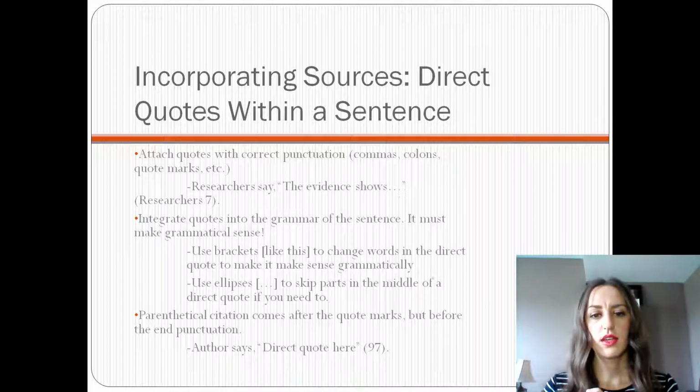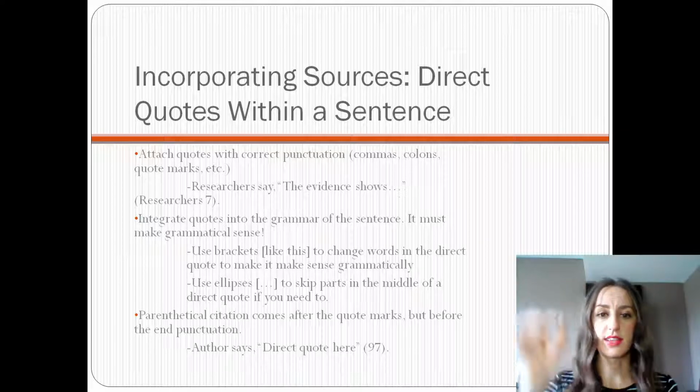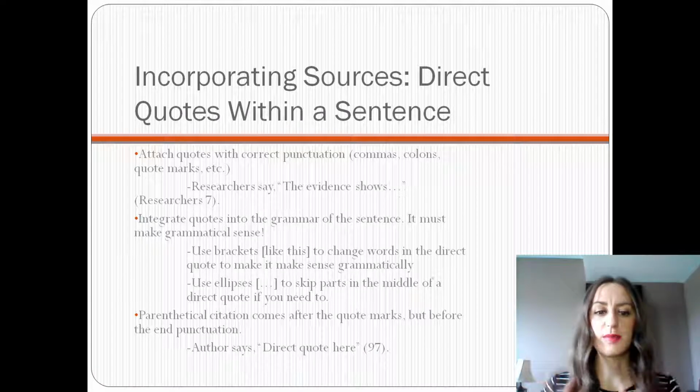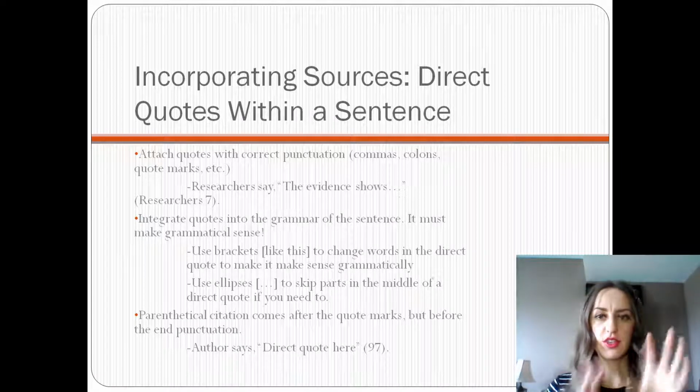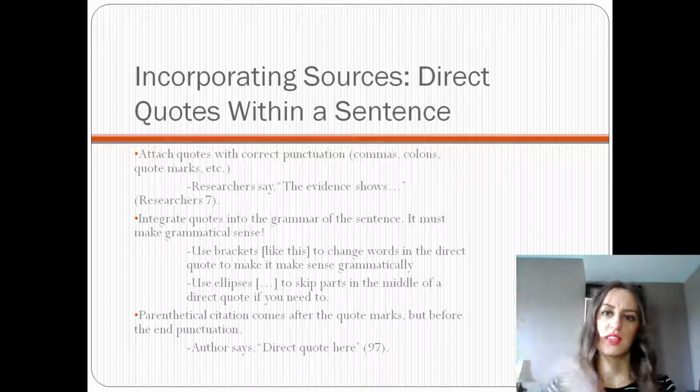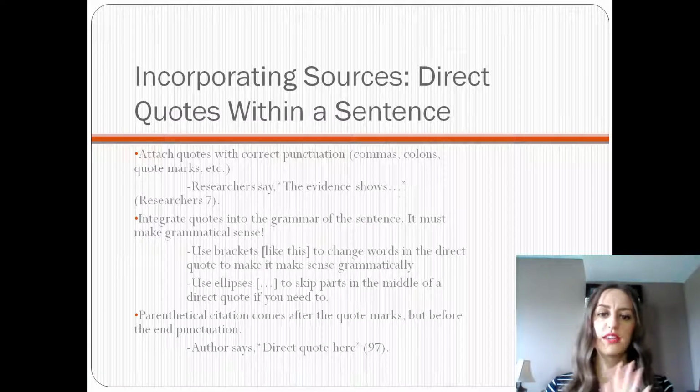All right. And then the second thing you can do is use ellipses. That's the dot, dot, dot, period, period, period, to skip parts in the middle of a direct quote if you need to, right? But if you need to make things make sense, or if you don't need that information there, use brackets or use ellipses, okay?